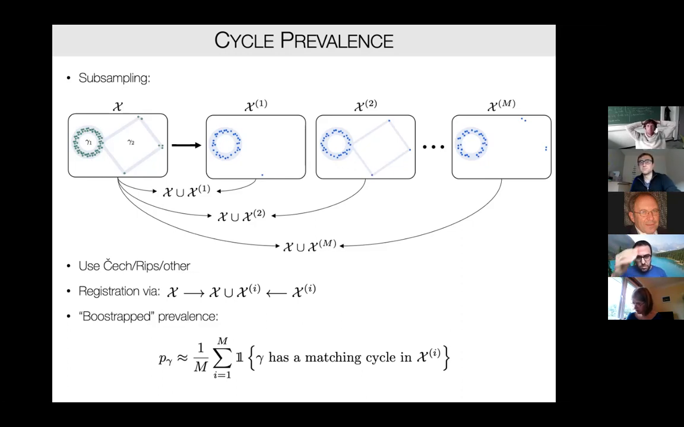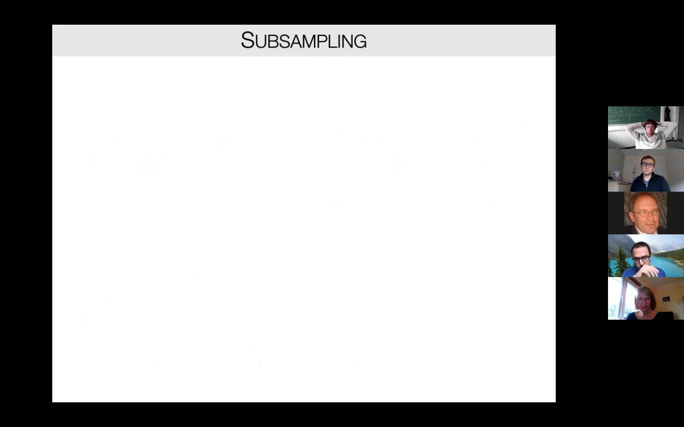So that's the basic idea of how we want to address this cycle prevalence measurement. What I'm going to show you in the next slide is that it's not working as we would like it to. Sorry, before that, just a quick word on how we subsample, because maybe it's not straightforward.